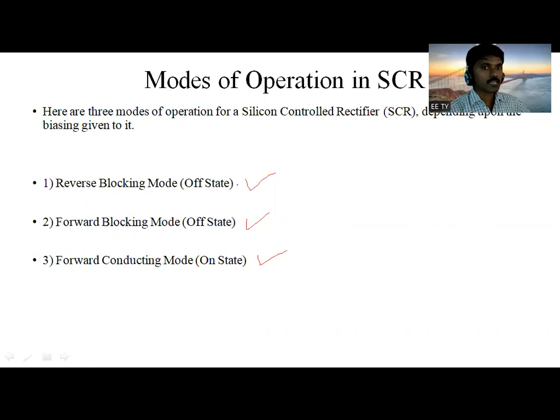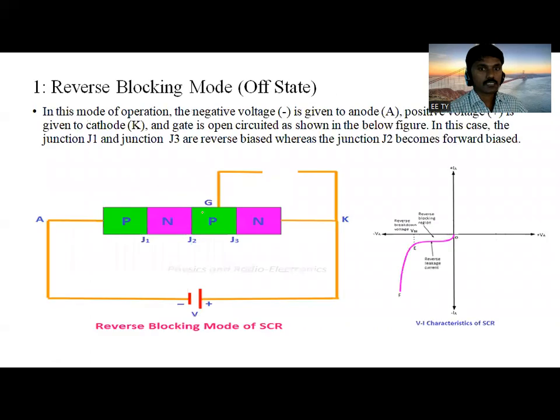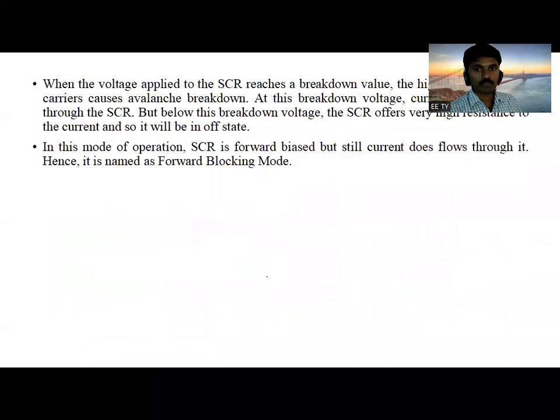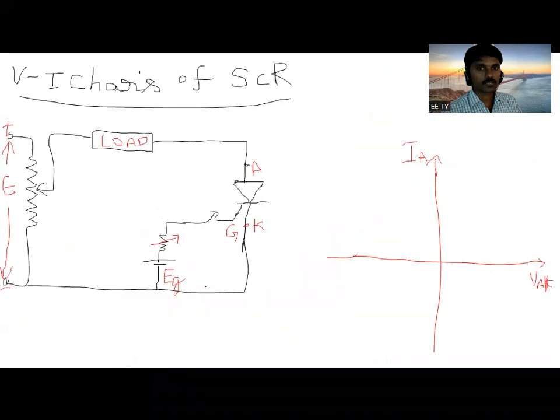Okay, but don't tell the off state, on state. Off state के लिए क्या situation है? Okay. So next one. In first case, reverse blocking mode में क्या होता है? To operate the SCR in reverse blocking mode, positive supply is connected to the cathode and negative supply is connected to the anode. Okay, I will draw it, no problem. Because it is very important.